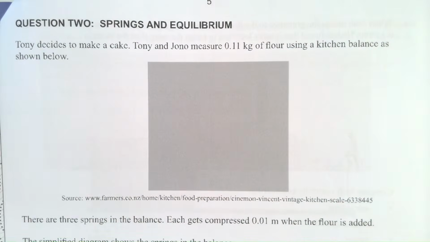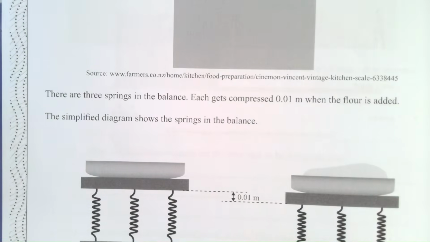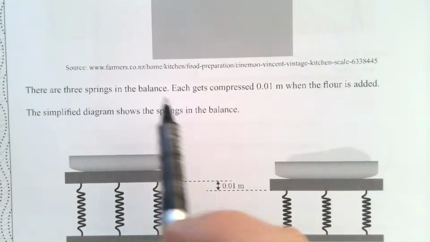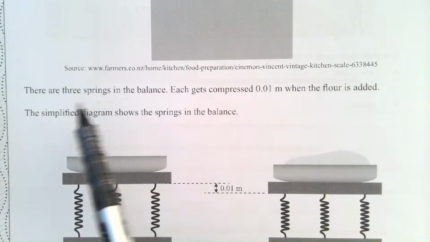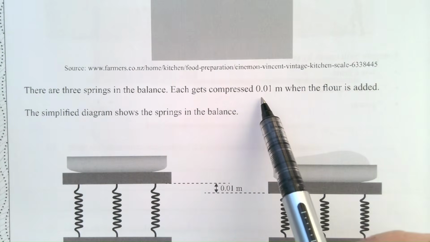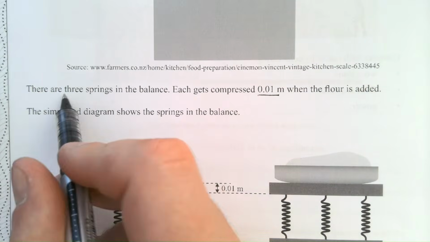On to question 2. Springs and equilibrium. Tony decides to make a cake. Tony and Jono measure 0.11 kilograms of flour using a kitchen balance as shown below. There are 3 springs in the balance. Imagine there's a set of scales on there, vintage cinnamon ones. There are 3 springs in the balance. Each gets compressed 0.01 meters when the flour is added. Sorry, and there's 3 here.